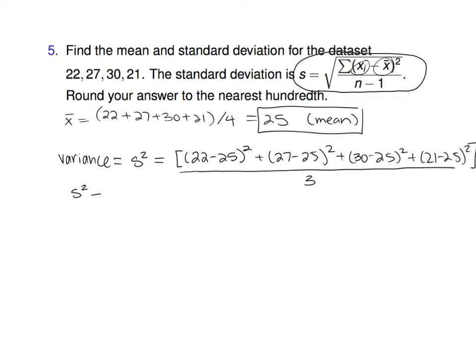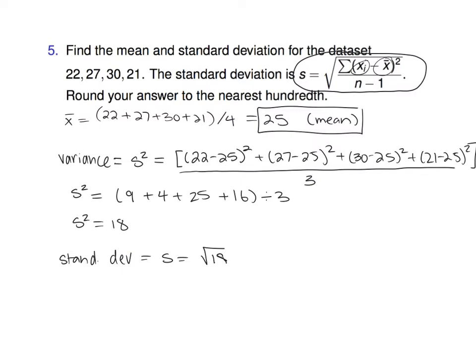So the variance s squared is equal to, well, first 22 minus 25 is negative 3, so that's 9, 4, 25, and 16, all divided by 3. So s squared equals 18, and therefore the standard deviation, which is s, is the square root of 18, or approximately 4.24.